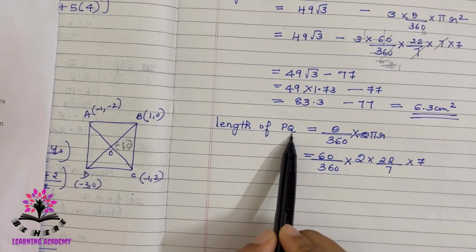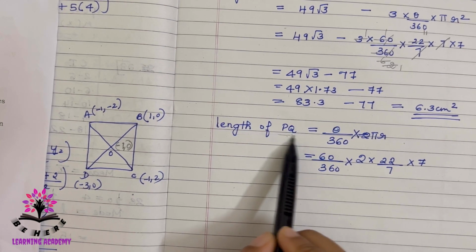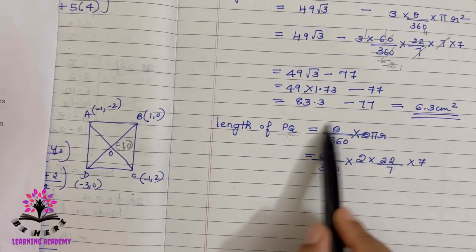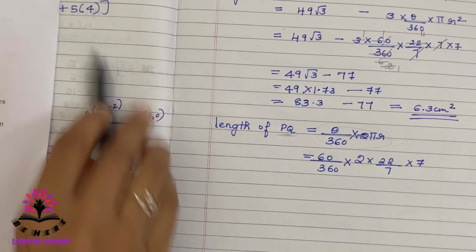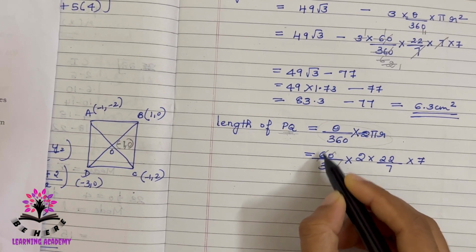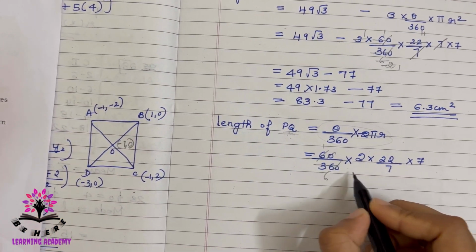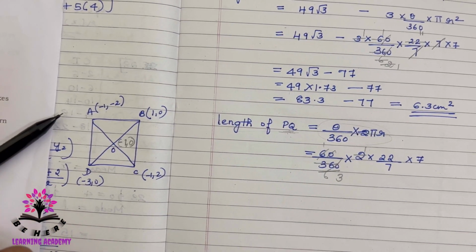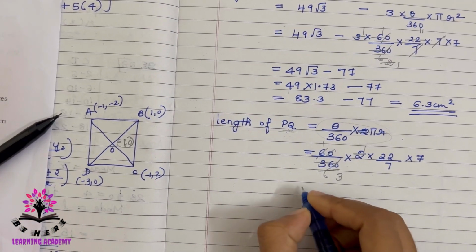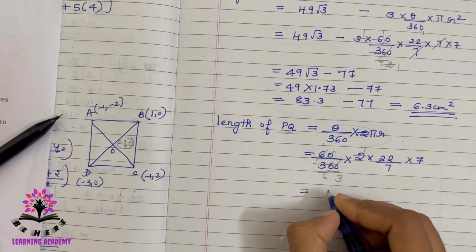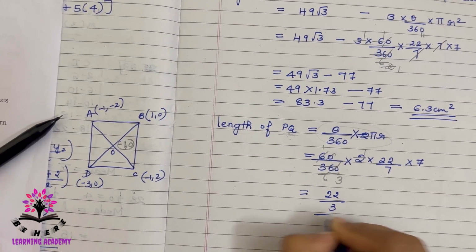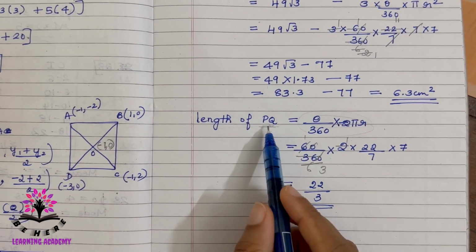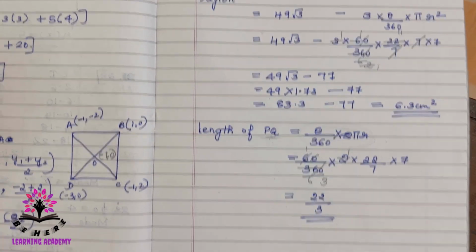The question they have asked to find out the length of the PQ arc. So the length of the formula I have written. Let us do the substitution. 1s are 6 are 2, 1s are 2, 3s are. So remaining I will write it here. So remaining will be 7 and 7 cancel, so 22 by 3 will remain. Here we got the answer length of PQ as 22 by 3.